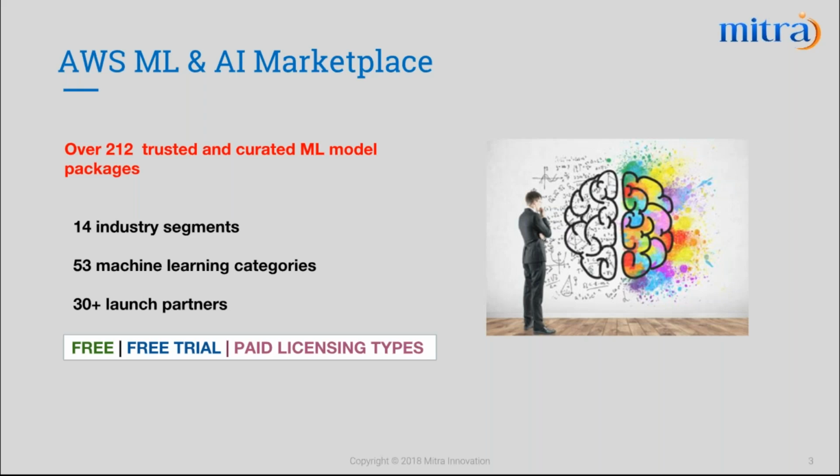So the biggest attraction in the 2018 re:Invent was the introduction of the machine learning and artificial intelligence marketplace. It was launched with over 212 trusted and curated machine learning model packages, which were covering over 53 machine learning categories. So if you know what you are looking for, whether it can be computer vision or sentiment analysis, they have updated the browser experience in such an efficient manner that makes it very easy for you to find what you want. And their taxonomy is updated to reflect the way that different algorithms and the models work as well.